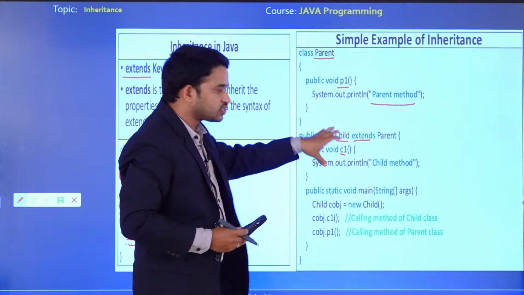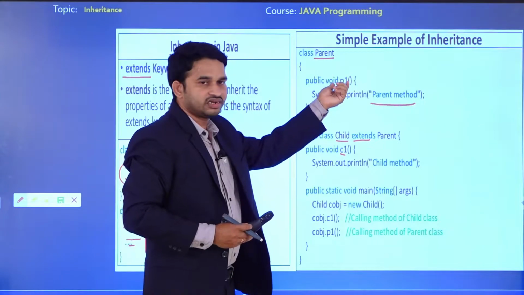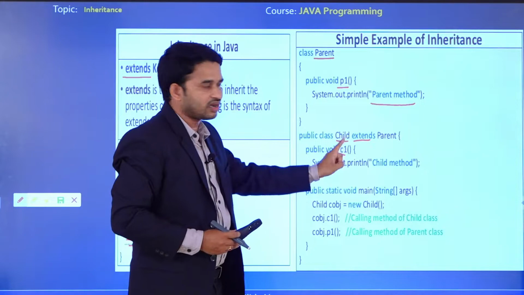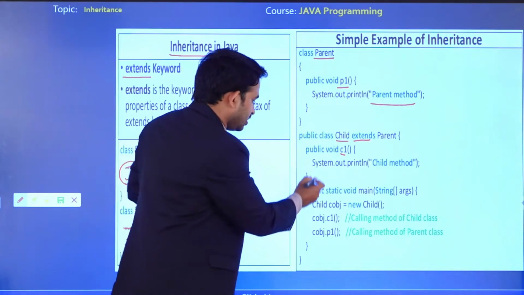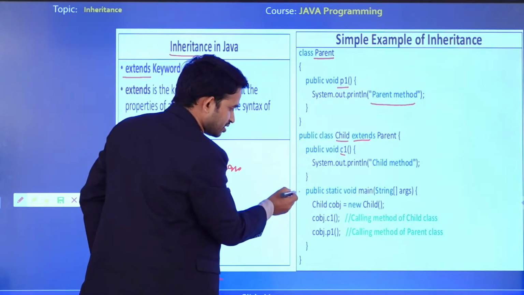This method belongs to child. But here we are acquiring the parent class method, that is P1. Now the child class contains the C1 method and also the P1 method. So that is the beauty of inheritance. Here now I am going to declare public static void main string args. This is the main method declaration.